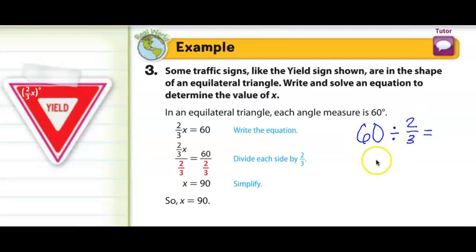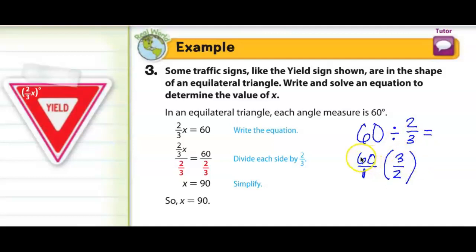And the video that we watched a lot has a shorter way of thinking about it: keep, change, flip. So we're going to keep the 60 the same, but we are going to put it over 1 to make it an improper fraction. We're going to change the division to what? What's the opposite of division? Very good. Multiplication. And we're going to show that not with an x. We're going to move away from using x. We're going to show it with parentheses. And if we flip, what is the inverse of 2/3? That's going to be 3/2.